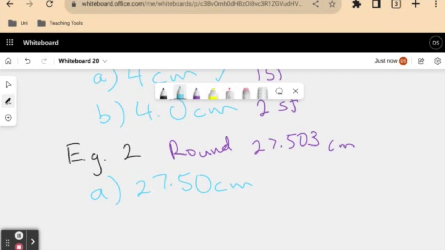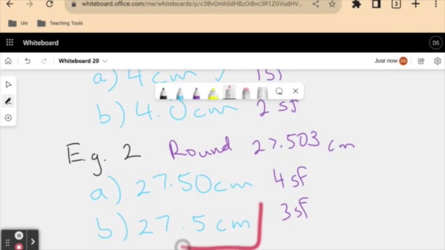And this is where it gets a bit tricky, guys. Part B. I should write this as to 4 significant figures. And we're going to do 3 significant figures. We only need 3 significant figures. So our 0, obviously that's less than 5, so we're going to round down. And we will get 27.5 centimeters.